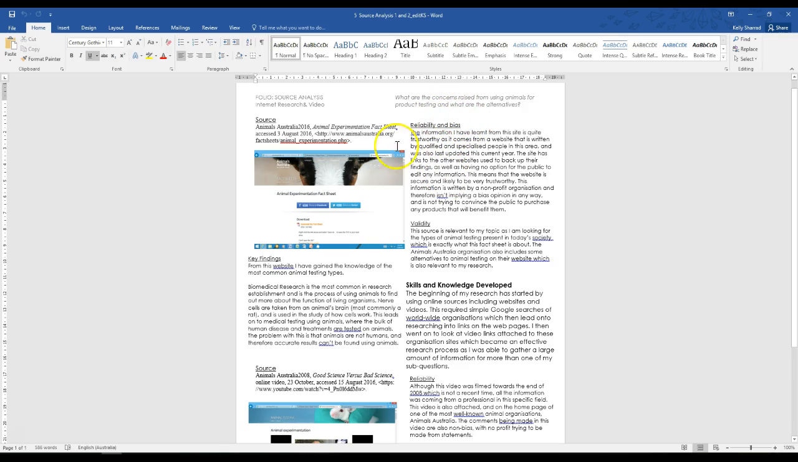So bias, you also need to comment on that, and that means does the author of this website have something to gain by convincing you of their point of view? And you often will look for advertising. Are they asking you to buy their book for more information? Are they only looking at one side of the argument? And those are all signs that an article may or may not be biased.